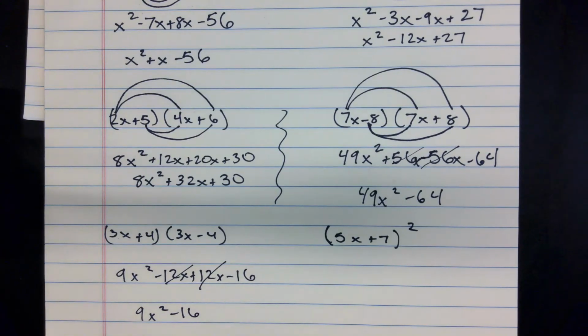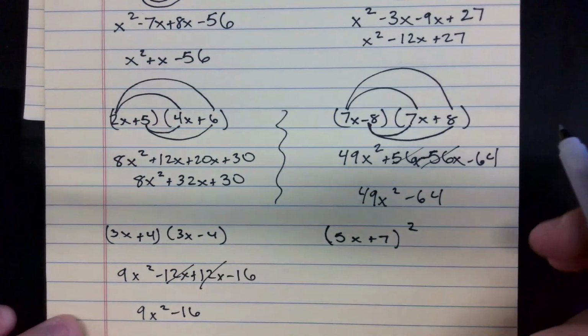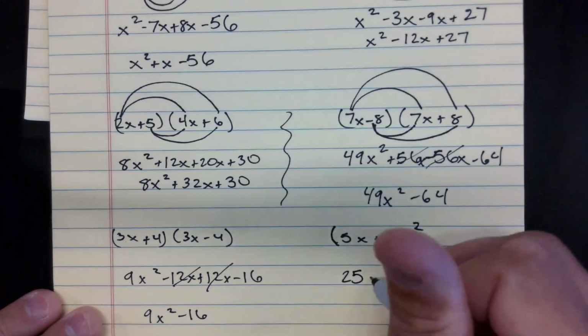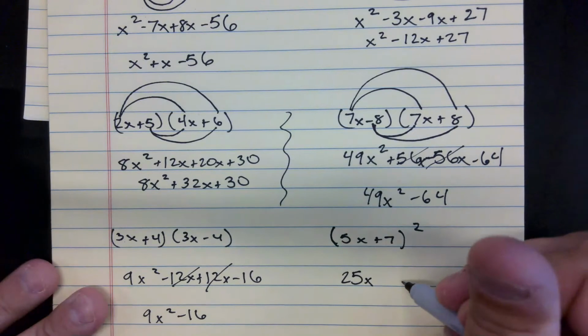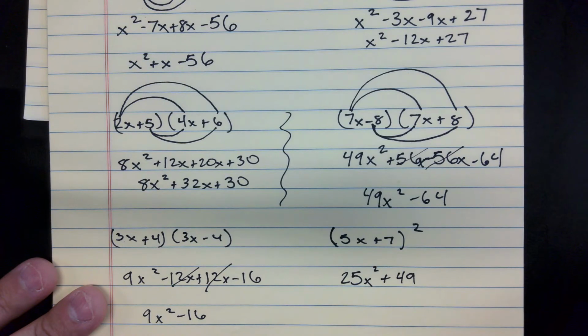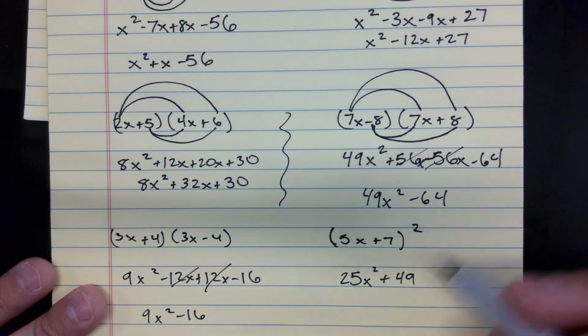Okay, last one. This is 5x plus 7 squared. Who thinks they know how to do this one? Preston thinks he does. Should we see if he really does? Go, Preston. Tell me how you think. No one write anything for a minute. So you think it's that? Who agrees with him? No one raise your hand, please.